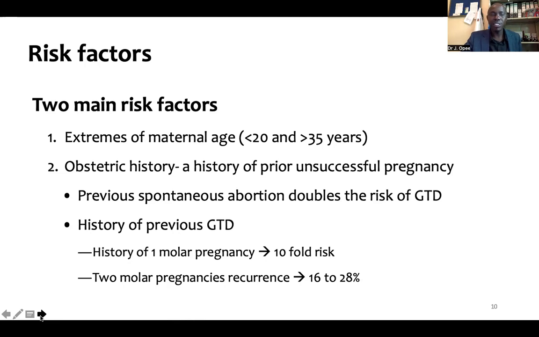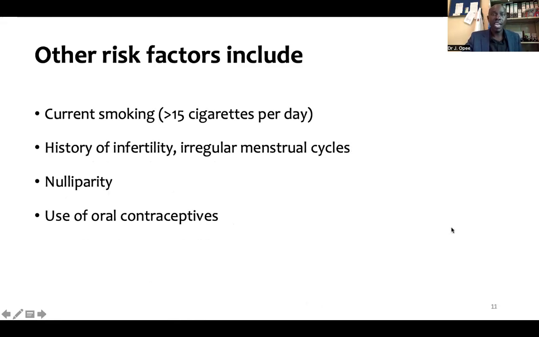And that's why these patients still need to be followed up a lot. Other risk factors include smoking more than 15 cigarettes per day. I don't think many women do this, but it's possible in some instances. Those people who are abusing the use of cigarettes, 15 cigarettes per day, are at risk. Studies have actually shown it.